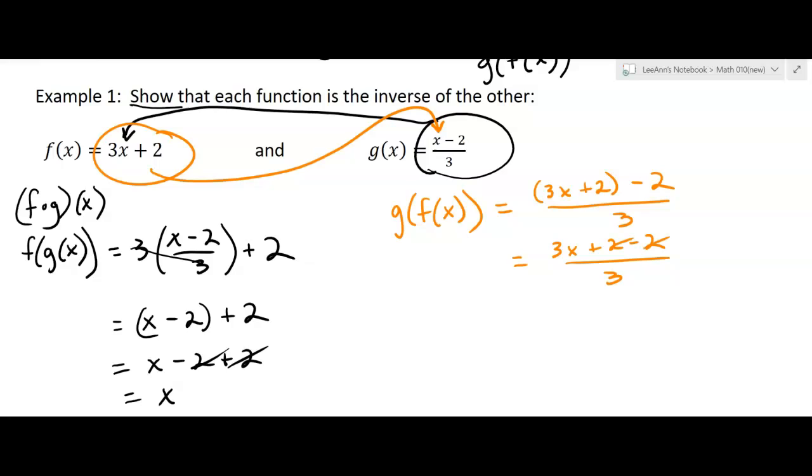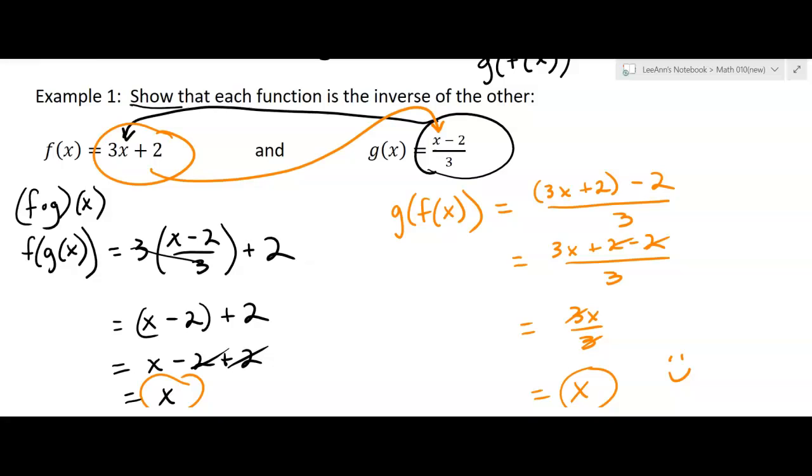So the 2's are canceling out. Now I have 3x over 3. The 3's are canceling out, and I just get x. So we can just put a smiley face here or something. We've shown that it works, okay? So when we did f compose g of x, we get x. And when we do g compose f of x, we get x, okay? So that's what we do to verify inverses.